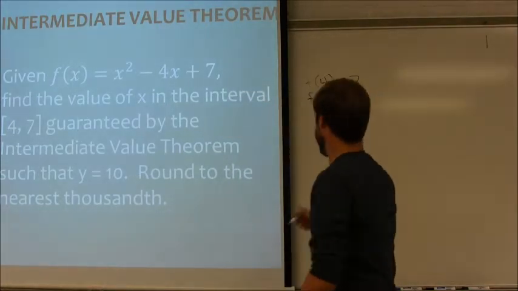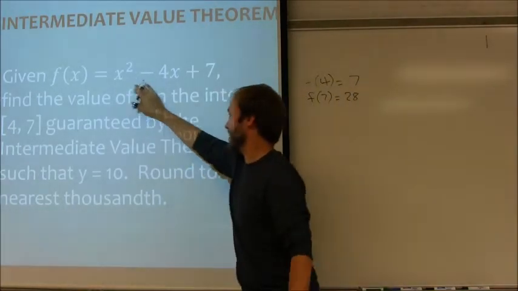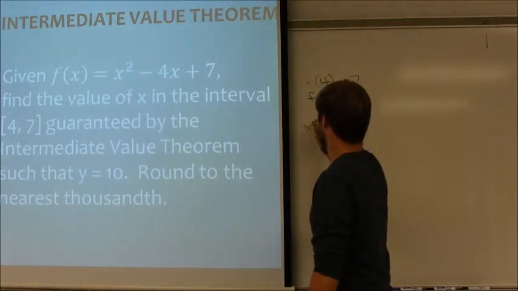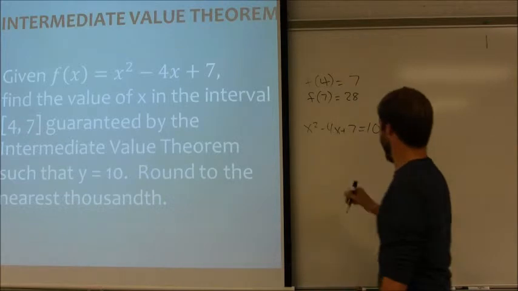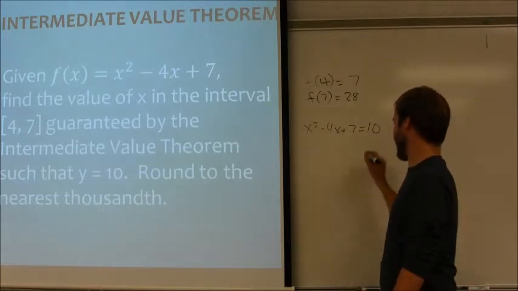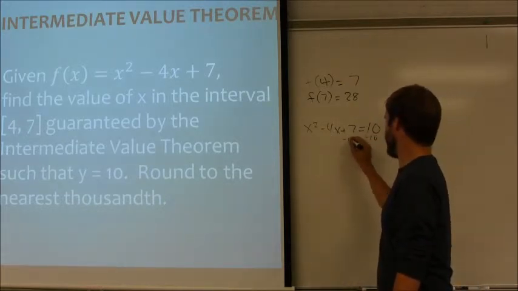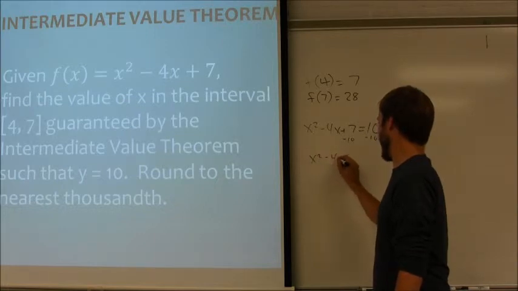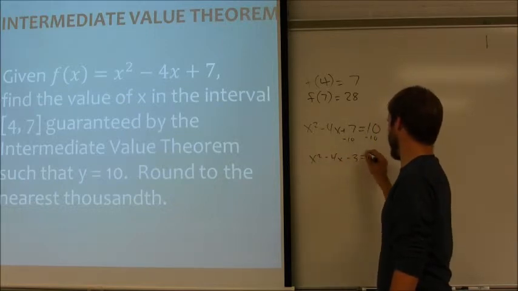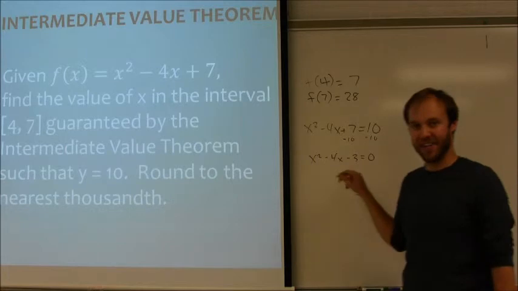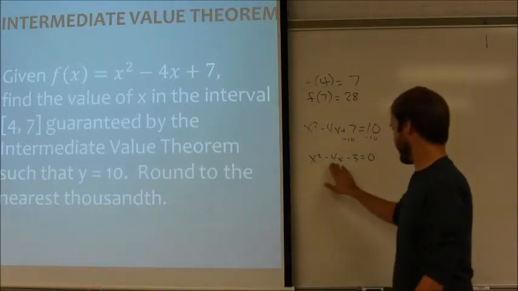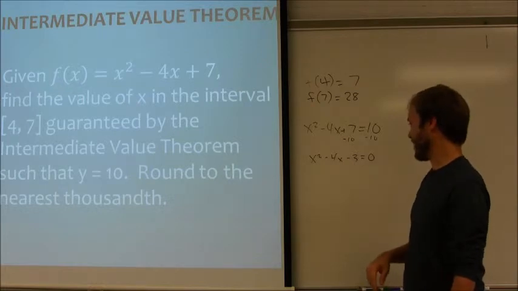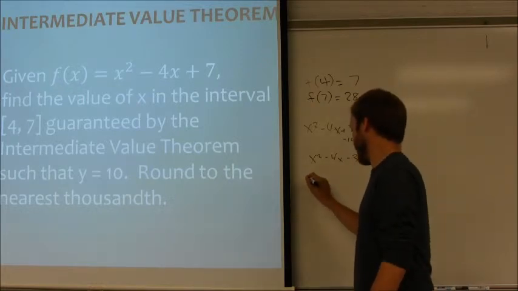Okay, so very easy way to do this. I'm just going to set the function equal to 10. I know I'm guaranteed a value. x squared minus 4x plus 7 is equal to 10. I want to solve for x that'll find this in that interval. Subtract 10 from both sides. I get x squared minus 4x minus 3 equals 0. I thought this was going to factor, but I would need a -3 and a -1 to get a -4, and that'll give me a +3 there. So I'm going to have to use the quadratic formula.